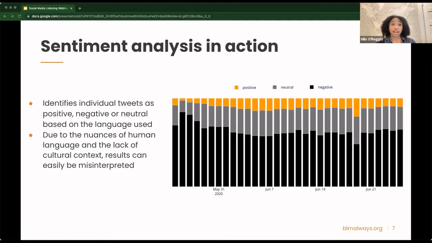So just as we saw with the hashtag bar chart on the previous slide, looking at one specific instance isn't enough when it comes to social media listening. It's far more useful, and also frankly necessary, to look at the bigger picture and look at it holistically to understand it and then utilize it correctly.